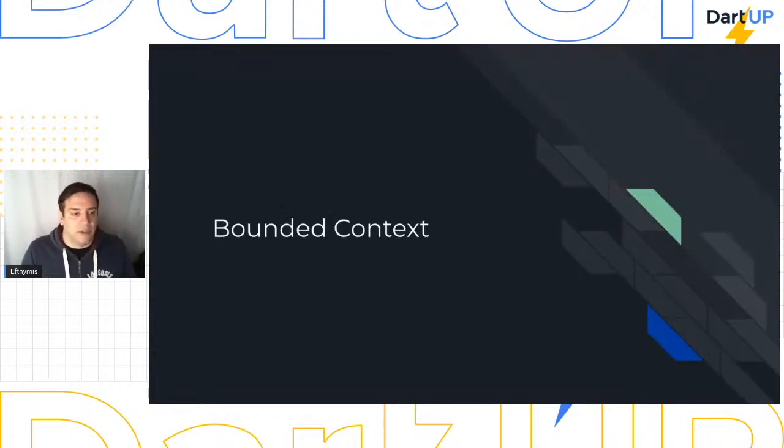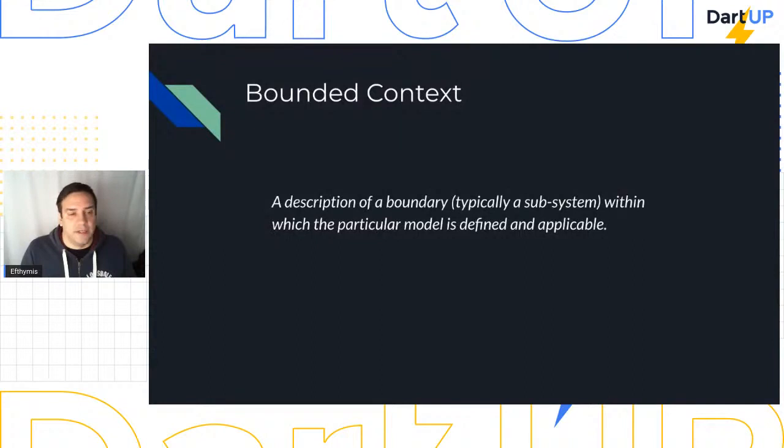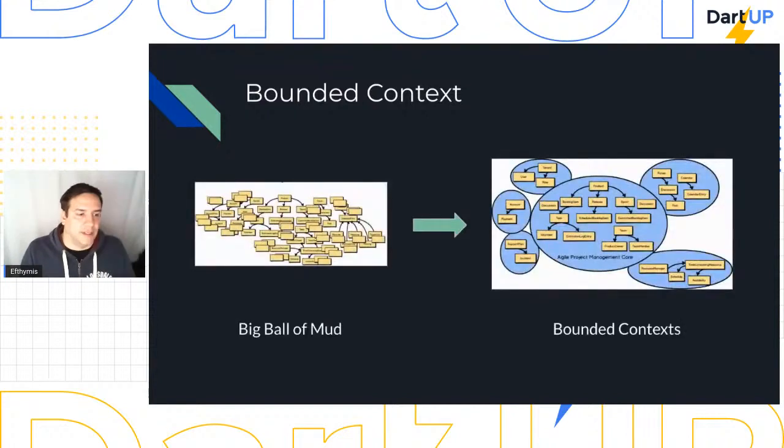So what's a bounded context? So that's the definition, but of course, as any definition, it's very vague. A description of a boundary within which a particular model is defined and applicable. So what it says actually is that if you have a big ball of mud on the left, you can draw bounded contexts and isolate things in that big ball of mud and actually organize it in a way that makes sense and everyone can understand what's going on. And basically, that's the goal of a bounded context.